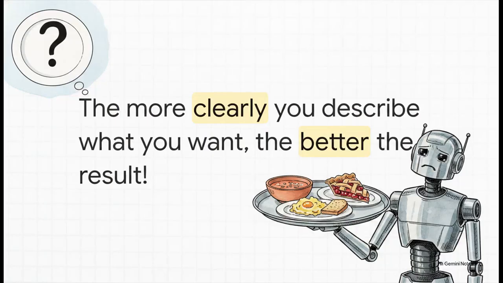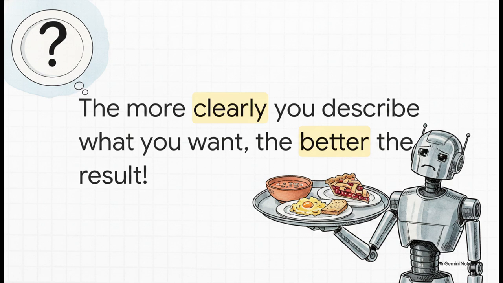So, the absolutely crucial point here is this. The more clearly you describe what you want, the better your result is going to be. Imagine you're at that diner, and when the waiter asks what you'd like, you just shrug and say, "I want food." I mean, technically, sure, that's an order, but what are you going to get? You might get a bowl of soup, you might get a slice of cherry pie, or a plate of scrambled eggs. It's a complete guess because your instructions were just way too vague.